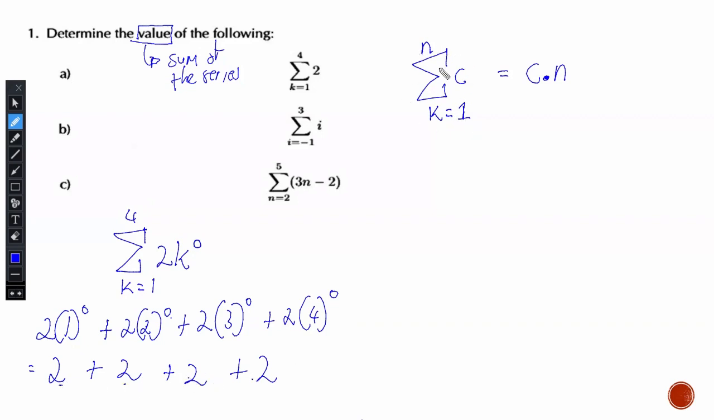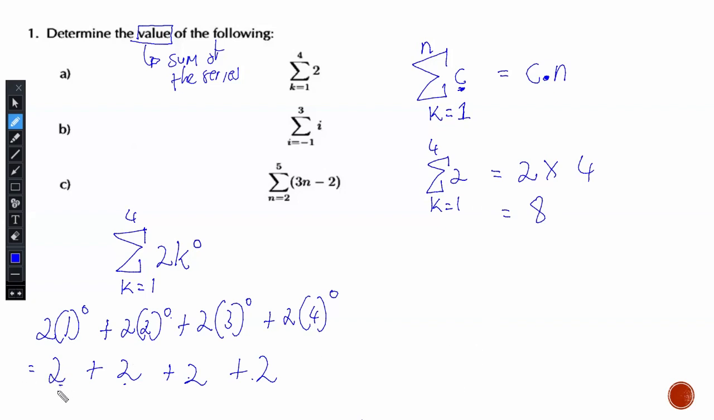Now, what is the meaning of this? It means take the constant that you are given and multiply by the number that is up here, right? So in this case, the sum of k equals 1 all the way to 4, and we have a constant 2, will simply be that constant 2 multiplied by the upper value here, which is 4. And then this will give us what? 8.